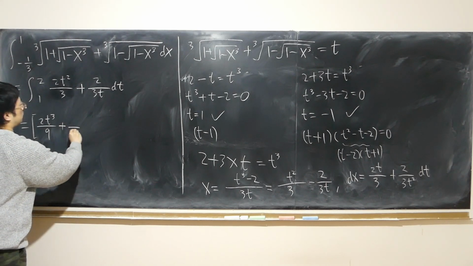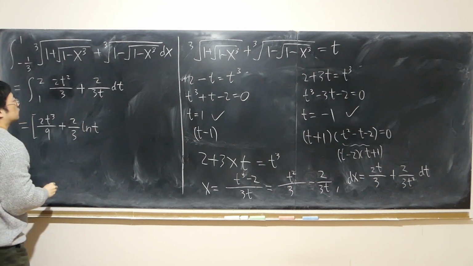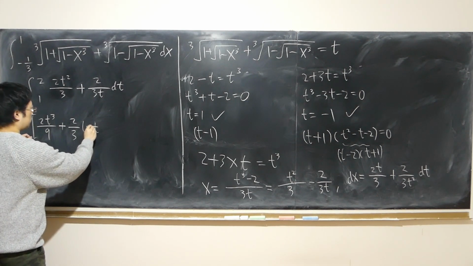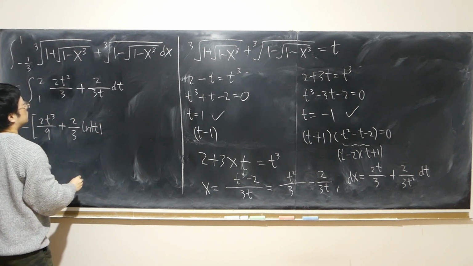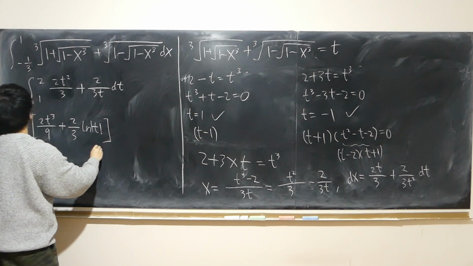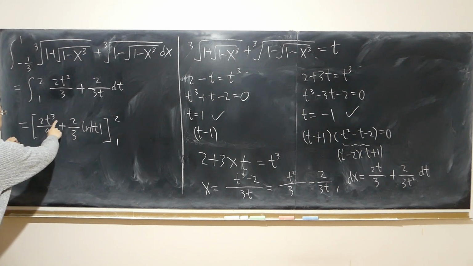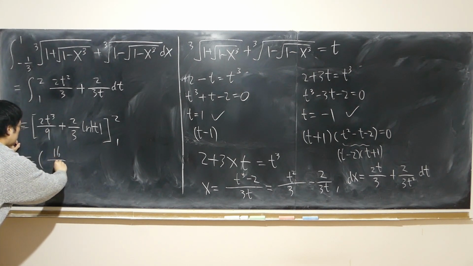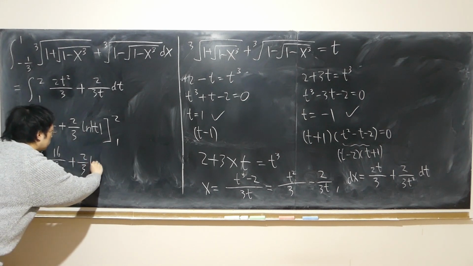Plus 2 over 3 log t, absolute value, but we don't need absolute value, yeah. And also from 1 to 2. Okay. 2 goes into here, so immediately that's 8 times 16 over 9 plus 2 over 3 log 2.